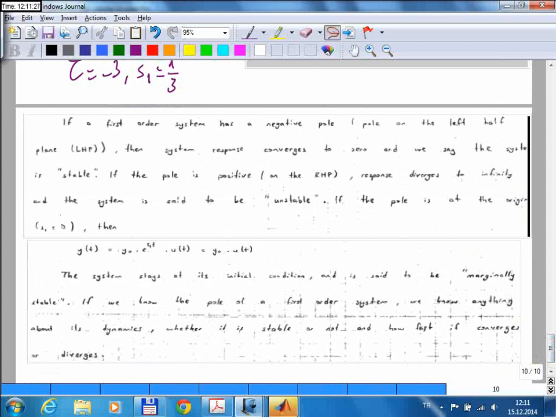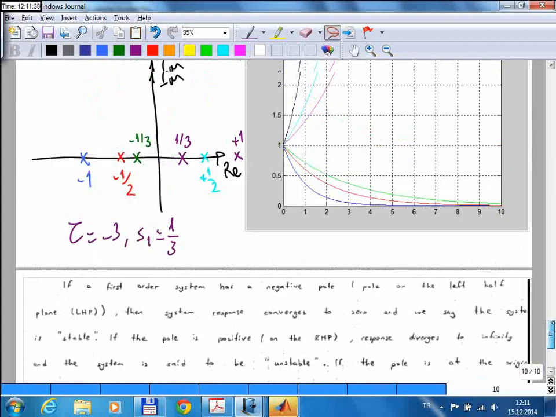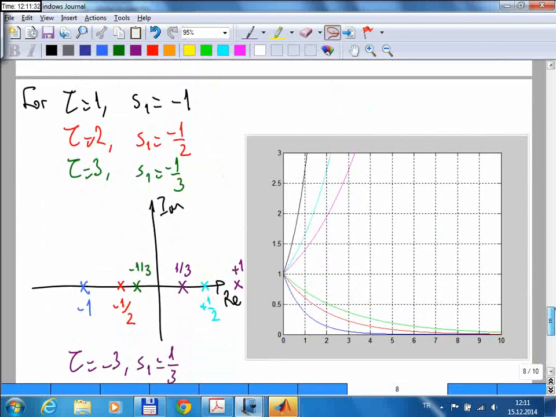Okay, so this is a very important result. At least for first order systems, we can say that if the pole is on the left half of the imaginary axis, which is what we call the left half plane, then we know that the system will go back to its equilibrium point if it's released from a non-zero initial condition. And if the pole is on the right half plane, then it will just move away from the equilibrium point, and that's an unstable system. Okay? Any questions?